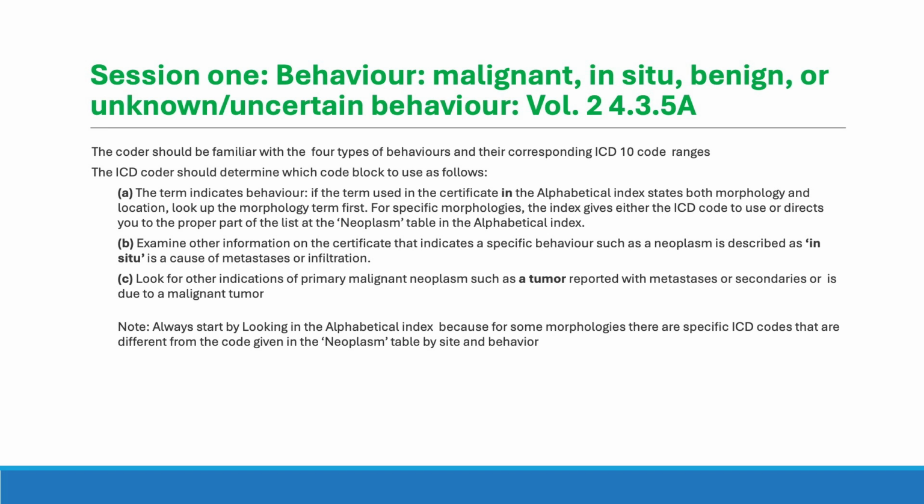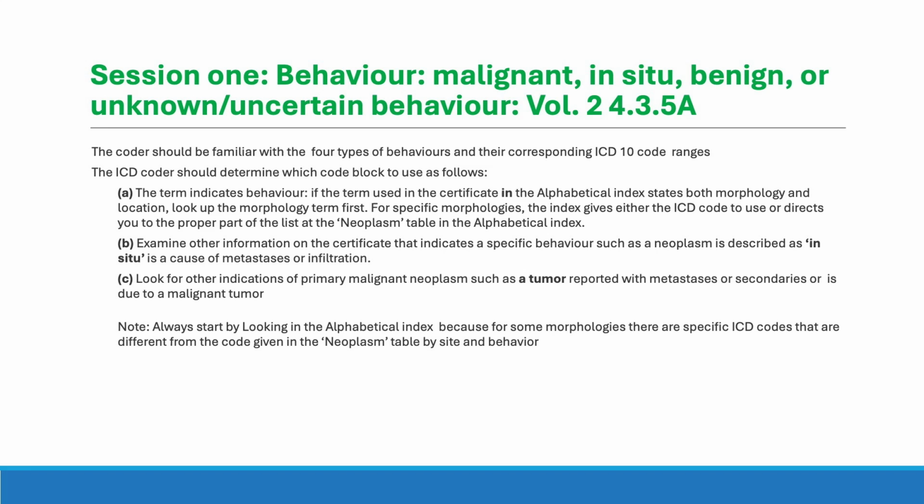Coders were introduced to 4 main categories: malignant, in situ, benign, and unknown or uncertain behavior, as outlined in Volume 2, Section 435A. The session emphasized the importance of familiarity with these behavior types and their corresponding ICD-10 code ranges. First, the coders were instructed to examine the terminology used in the death certificate, paying special attention to terms that indicate both morphology and location.